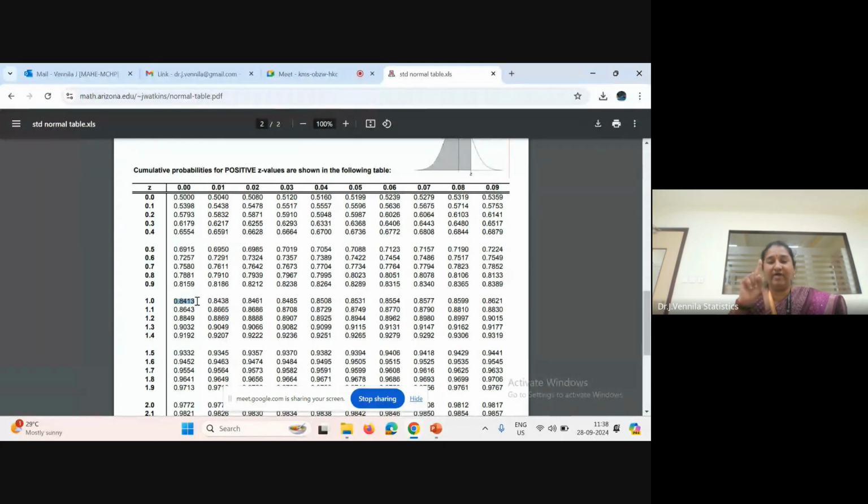0.8413. Okay, our value is 1. 1 means we have to consider it with the decimal point, 1.00. So 1.0 you can take on this side, and 0.0 you can take on the column side, and you have to take the corresponding value from the table. So what is the corresponding value?